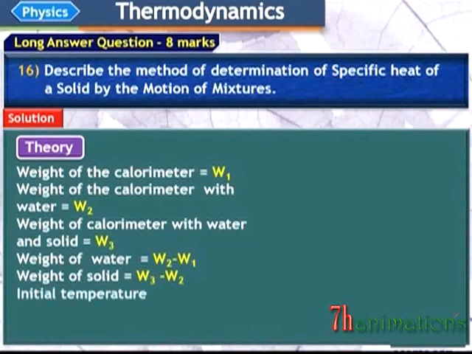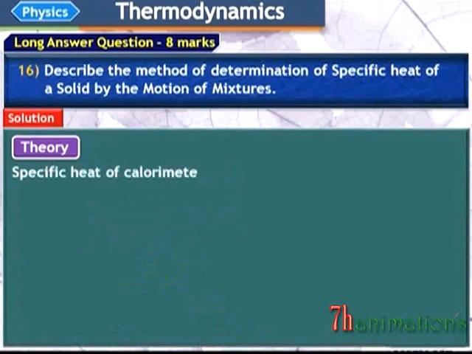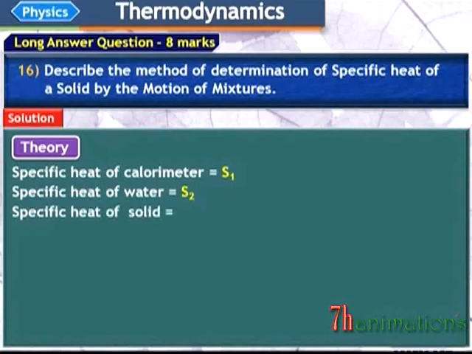Initial temperature, that is room temperature, is T1 degrees Celsius. The temperature of the solid is T2 degrees Celsius. The final temperature of the mixture, after adding the solid into the container, is T3 degrees Celsius. Specific heat of the calorimeter is S1. Specific heat of the water is S2. Let the specific heat of solid be X. In the experiment, we are finding the value of X, that is the specific heat of the solid.